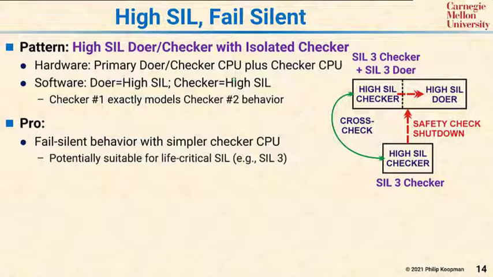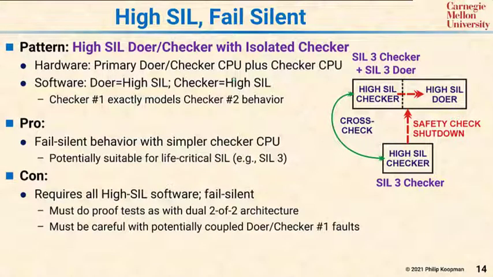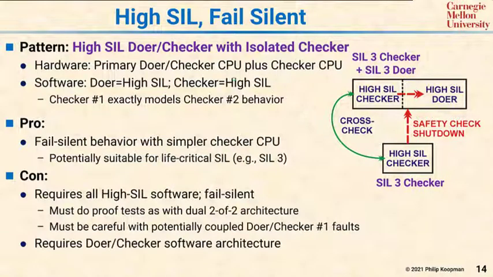In exchange for one of the two CPUs being smaller, all the software in the system has to be at high SIL, and you have to only have fail-silent behavior. You still have to do the proof tests to make sure your redundancy is completely working, as with the dual 2 of 2 architecture we saw. And you have to be very careful to make sure that the doer can't somehow undermine the operation of the checker. It also requires a doer-checker software architecture as opposed to just multiple copies of doers cross-checked.